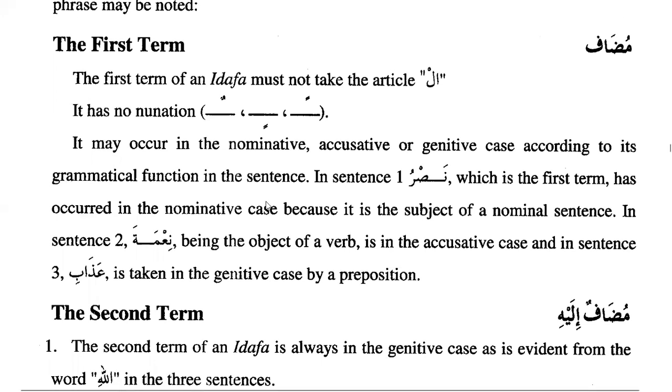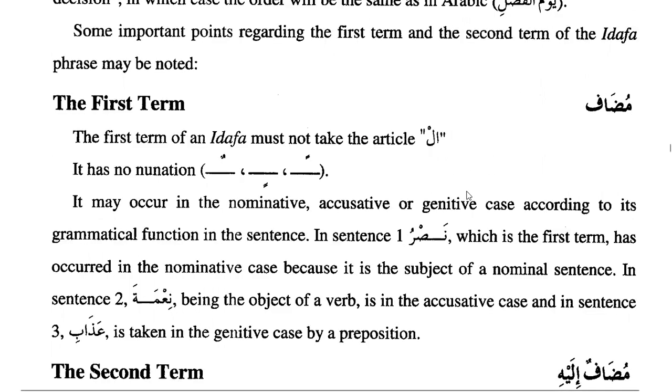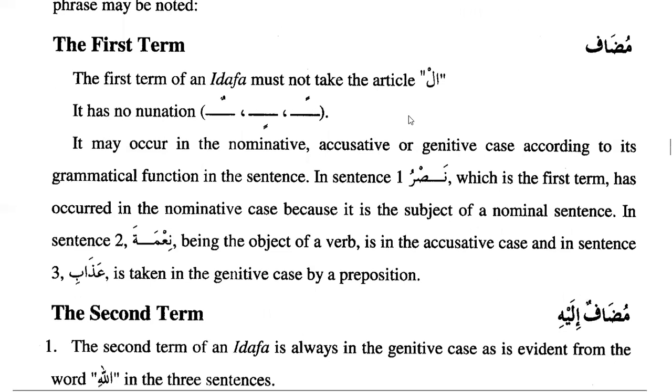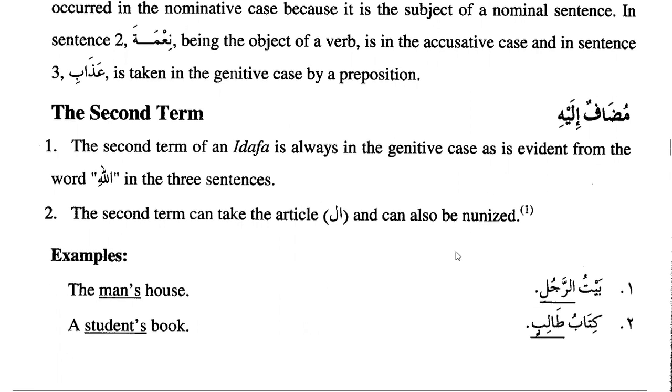You need to remember one thing, that the mudaf cannot take alif lam. You can't use al with mudaf. You can't use tanween with mudaf. You need to remember this point. And mudaf can be used in marfu, mansub or majrur form according to the sentence. In case of mudaf ilayhi, it is always majrur. And you can use al and tanween with mudaf ilayhi.